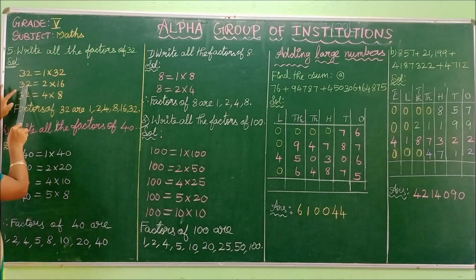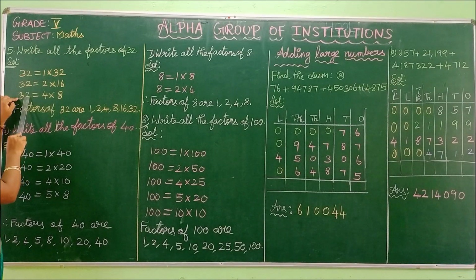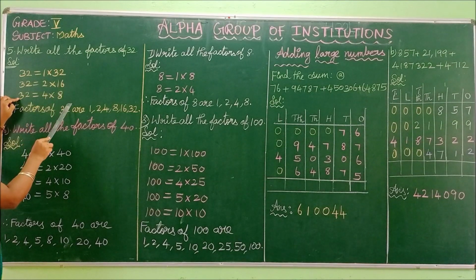Next you have to write 32. 32 comes in the 2 table. So you can easily write 2 into 16. 32 also comes in the 4 table. So you can easily write 4 into 8. Okay. These are the only possible ways of writing 32 as a product of some other numbers. So you have to stop up to this.